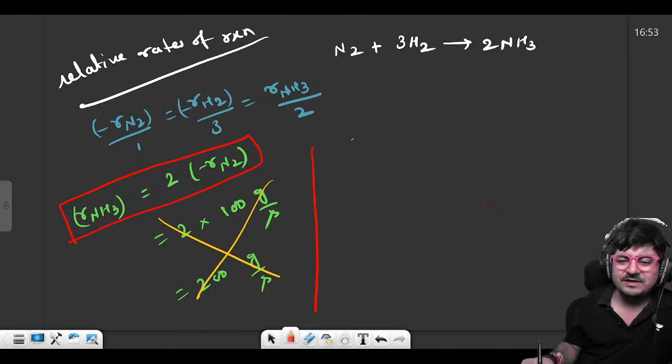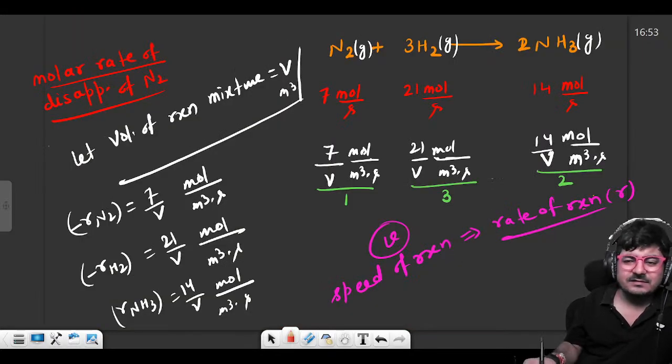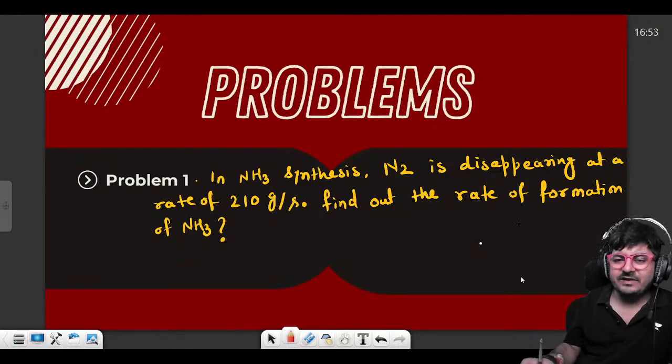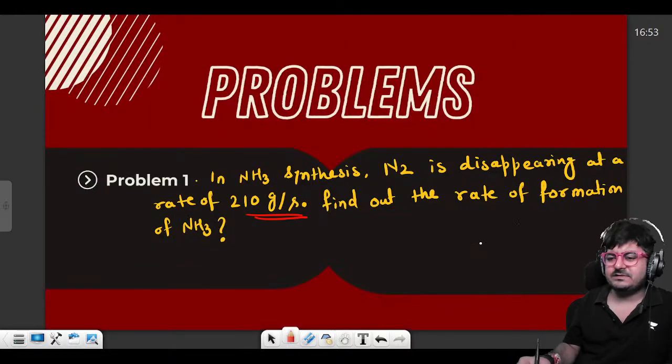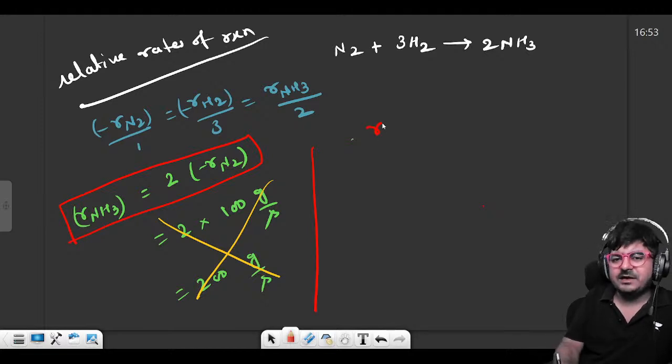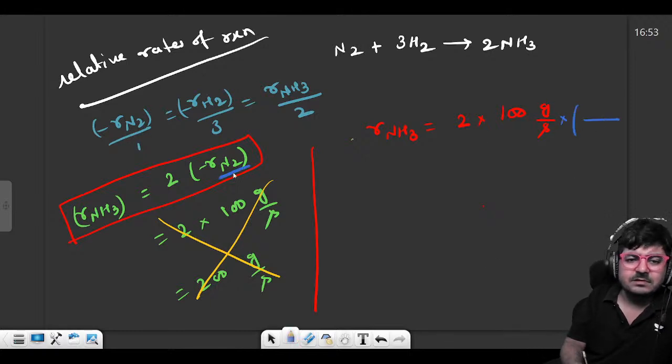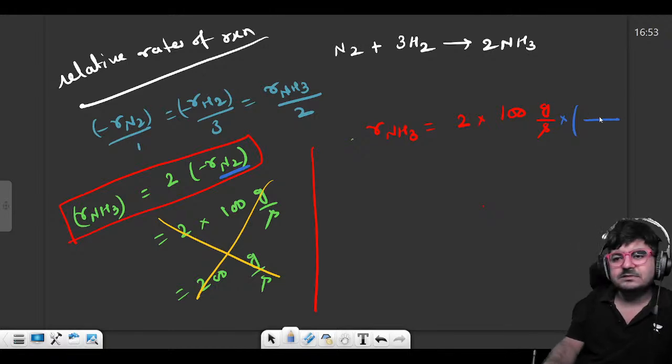These values, these expressions are in molar units and data is given in mass units. So first you need to change the data. Okay. So this is given in mass units, 100 gram per second. उससे पहले molar units में convert करो. So you know that for nitrogen, what is the molecular weight? 28 gram by gram mole.